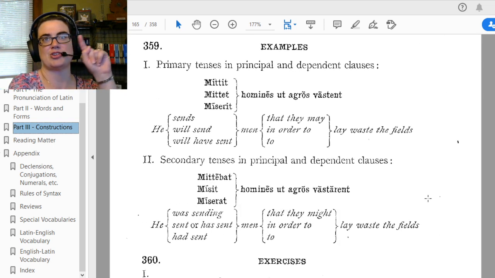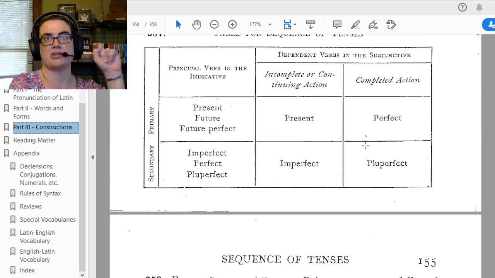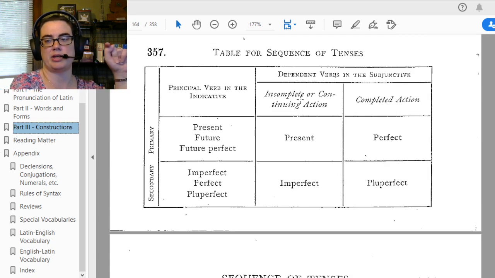Cool. So with our purpose clauses, he sends or will have sent men in order to lay waste to the fields. So even though this is present, this is future perfect, they all take a present subjunctive because the purpose is incomplete by its very nature. You are doing something in the main clause so that something will happen in the future. So purpose clauses will always be either present or imperfect.